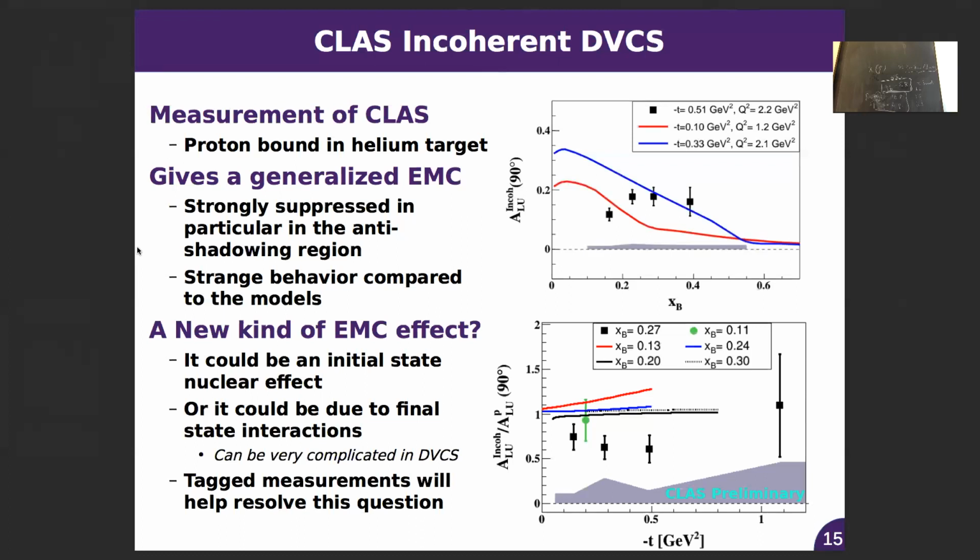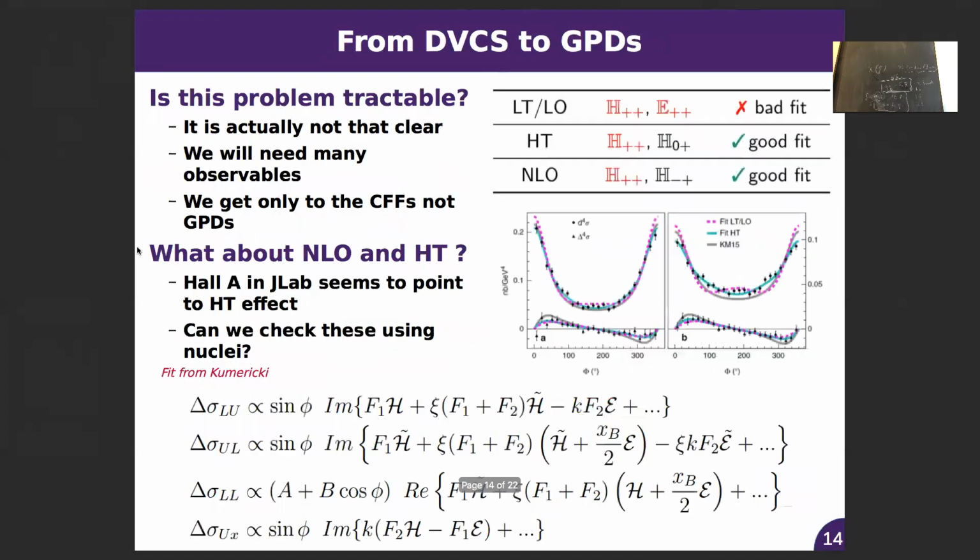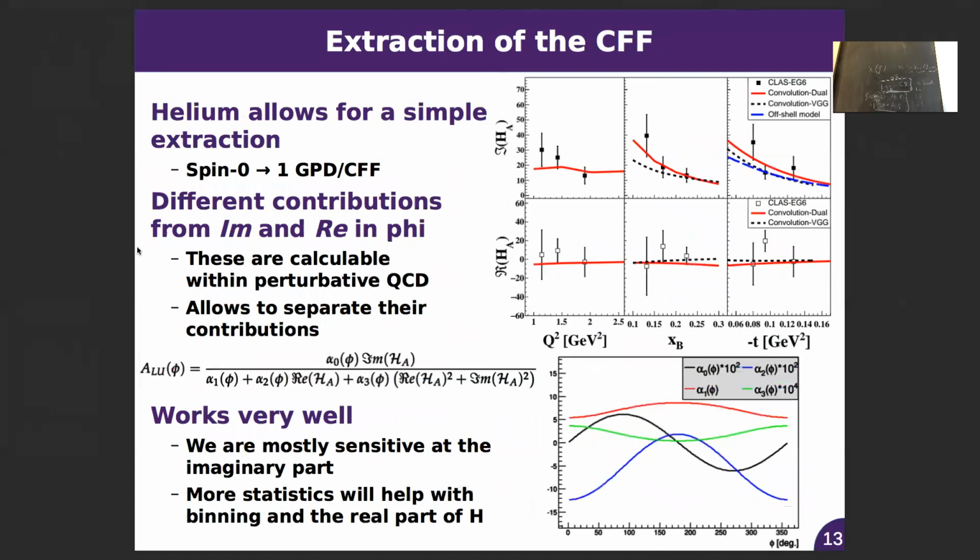That asymmetry is coming from interference between DVCS or... Yeah, so this is just the sine contribution to the asymmetry. So we look at the asymmetry at 90 degrees.